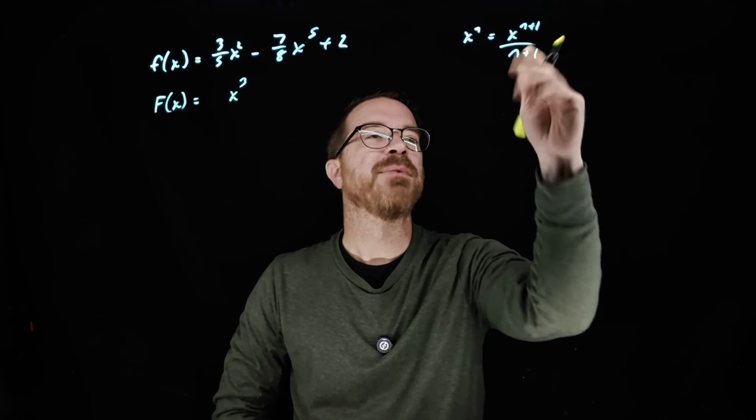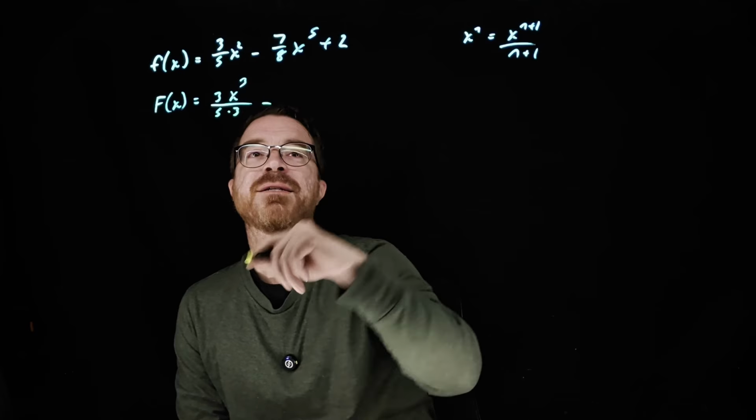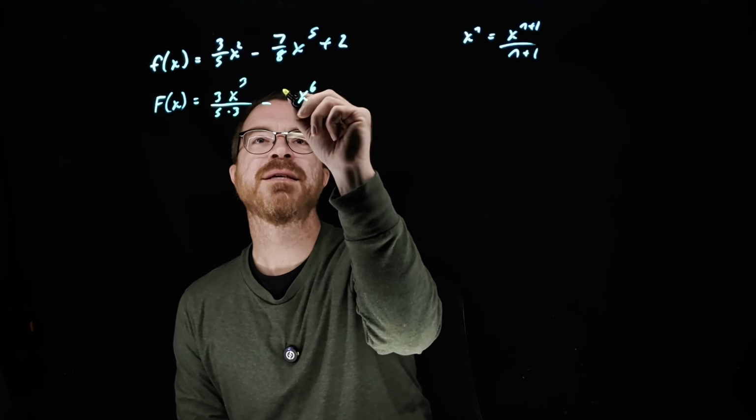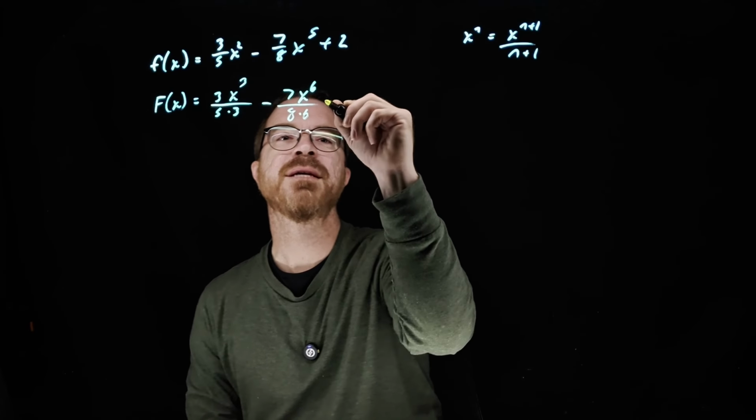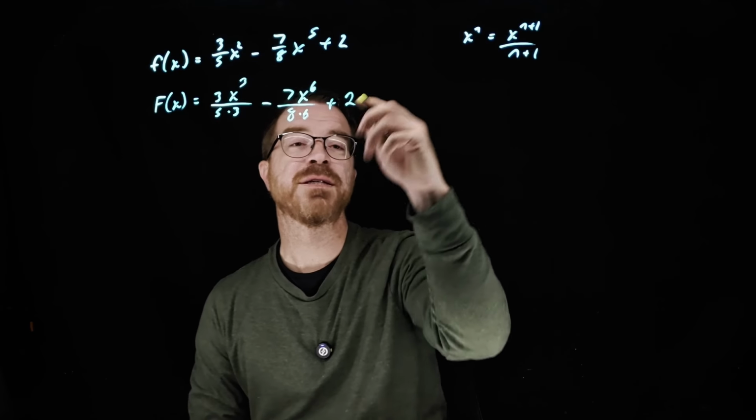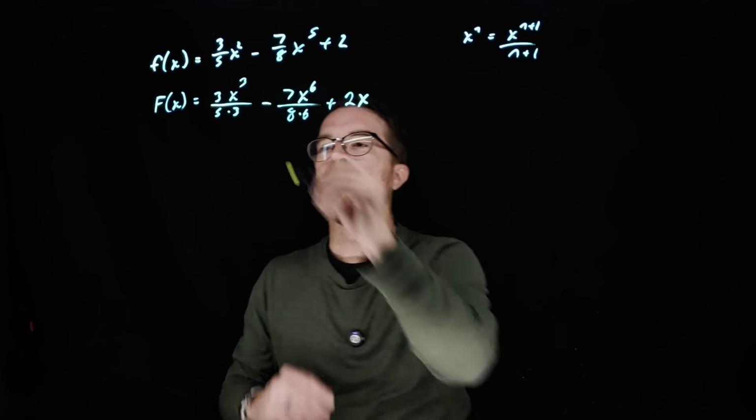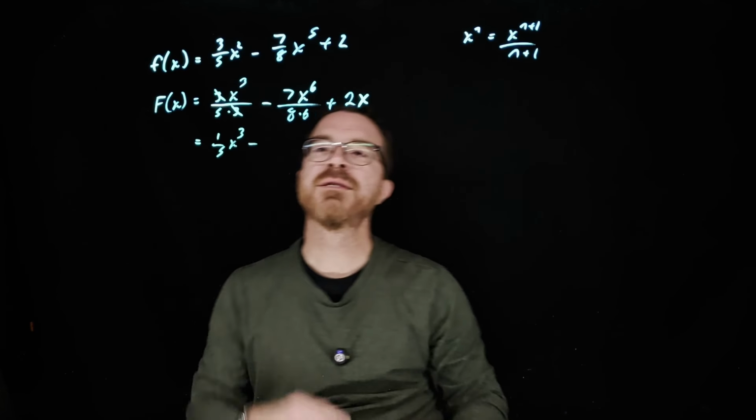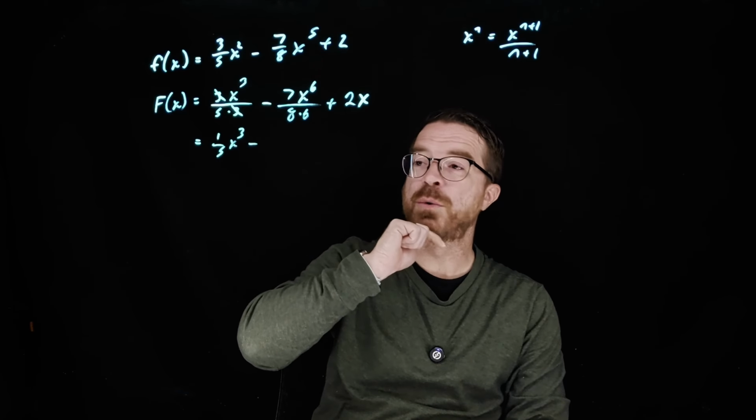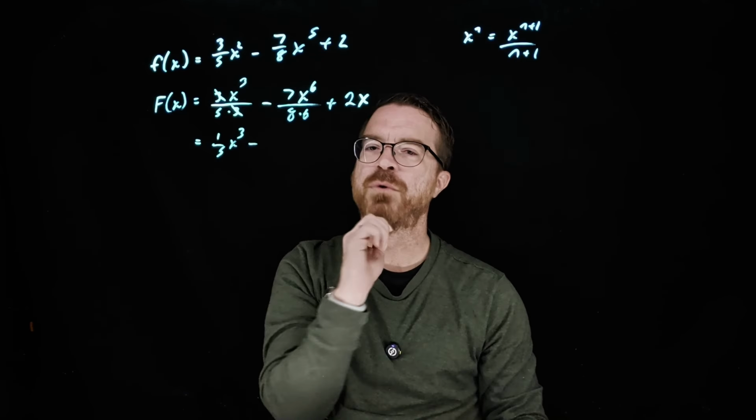So that means it's going to be 5 times 3, minus, same thing for this. This is going to become x to the 6th. So we have 7 over 8 times 6, and then plus 2, and then this is just going to become x. So our 3's in this first term are going to cancel. So this is going to be 1/5 x cubed minus, we have 8 times 6, which is equal to 48. So this will be 7 over 48 x to the 6th power plus 2x. And this would be our most general antiderivative.